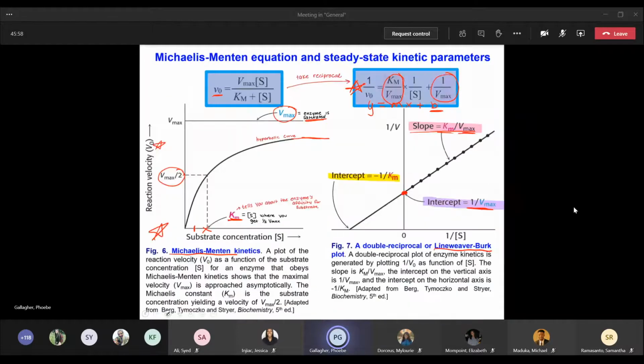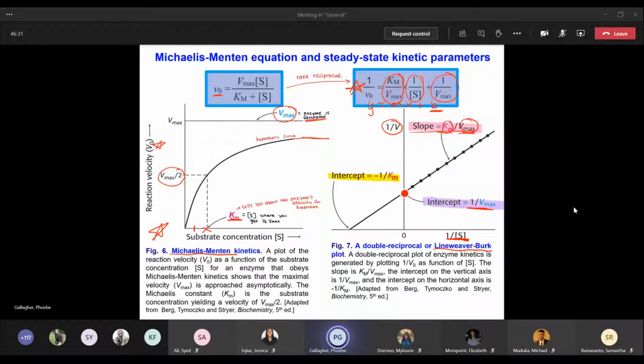Where was that? Okay. So this is your linear equation. This is your y, which is equal to 1 over v here. So your x-axis is equal to 1 over s. So this is your x-axis. And then your Km over Vmax is going to be your slope. So you'll see that when you add a competitive or non-competitive inhibitor, because each of these changes either one of these, the slope is going to change with both.